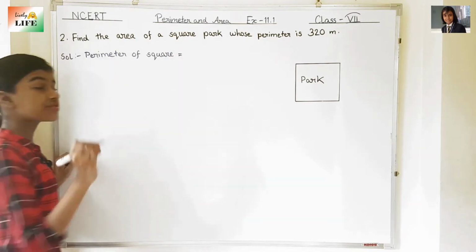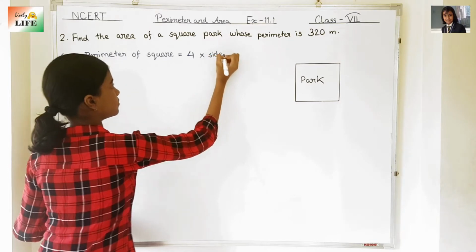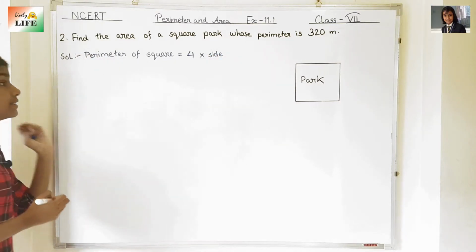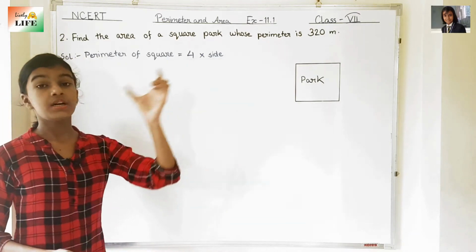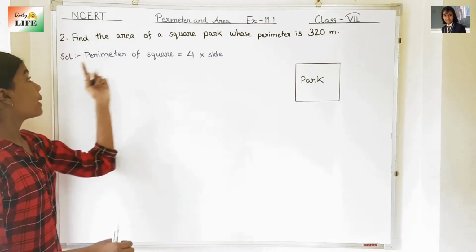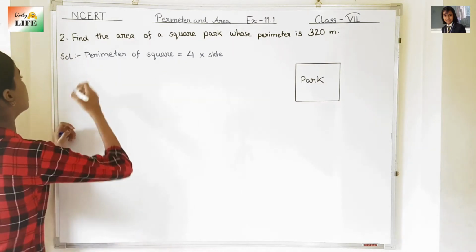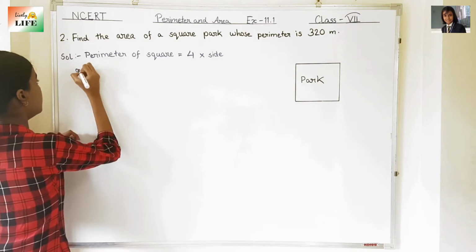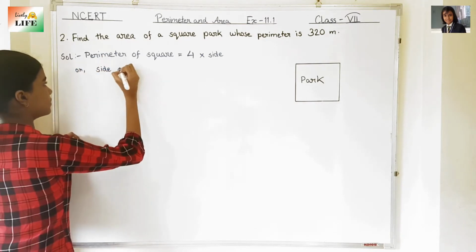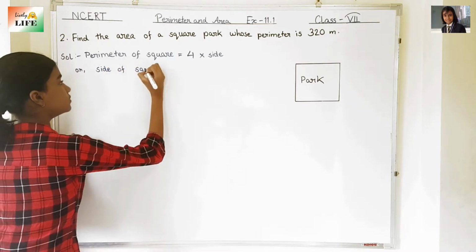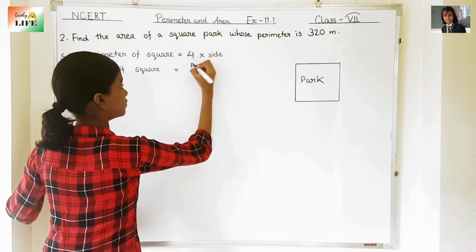Perimeter of a square is 4 into side. Right? Now, if perimeter of a square is 4 into side, then what will be the side? The side of a square will be perimeter by 4.